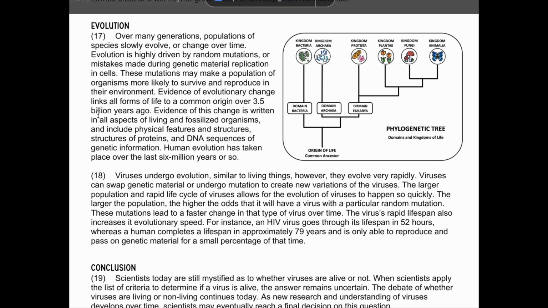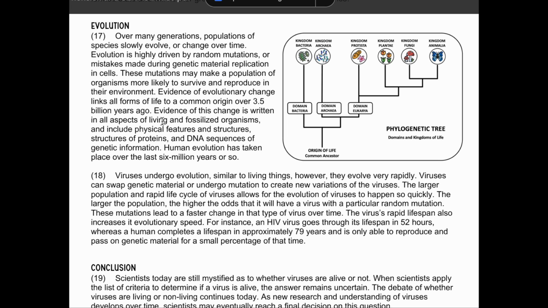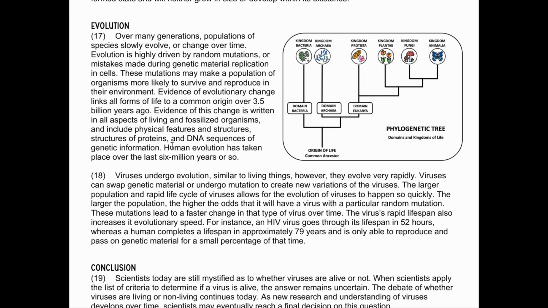Evidence of evolutionary change links all forms of life to a common origin over 3.5 billion years ago. Evidence of this change is written in all aspects of living and fossilized organisms and includes physical features, structures of proteins, and DNA sequences of genetic material or genetic information. Human evolution has taken place over the last 6 million years or so.